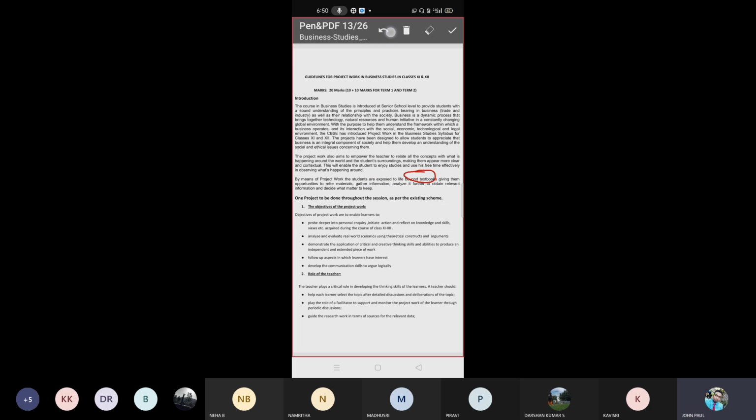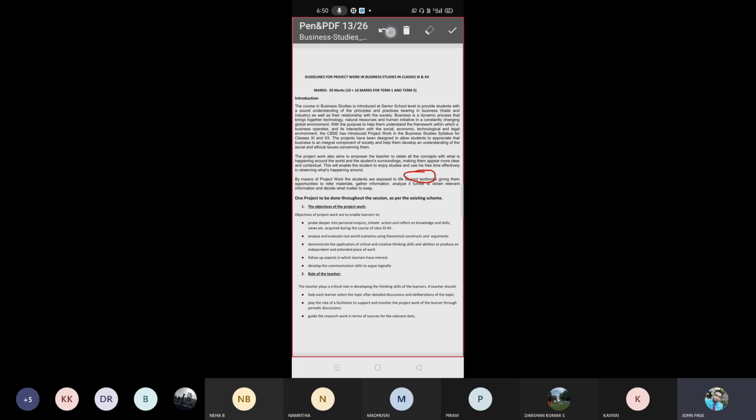Okay, and giving them opportunities to refer to materials, gather information, analyze it further to obtain relevant information and decide what matters to keep. So one project is to be done through the session as per the existing scheme. Subject of the project work to enable learners.